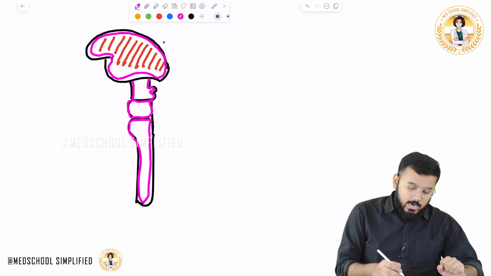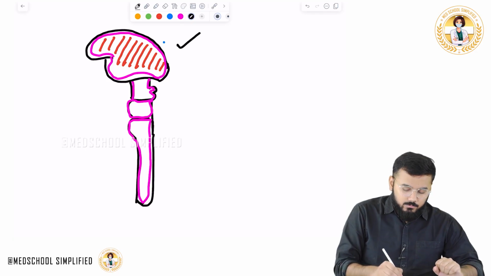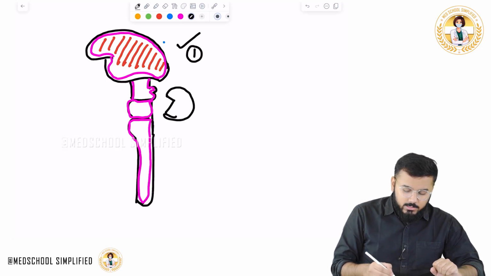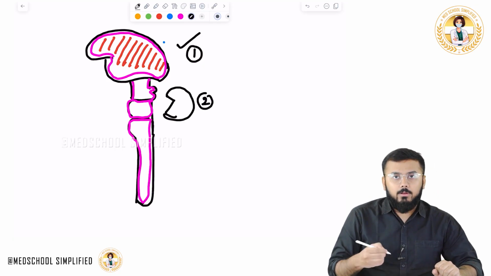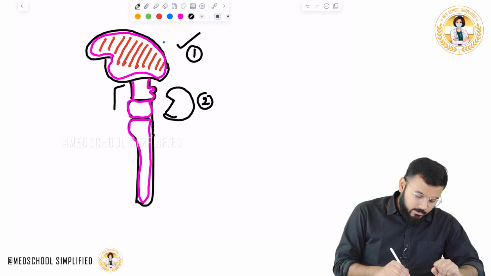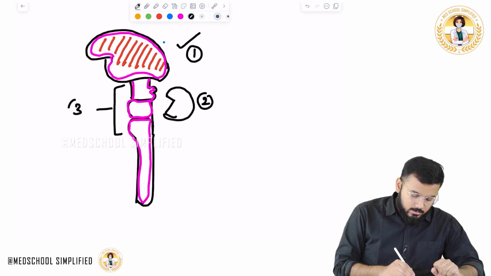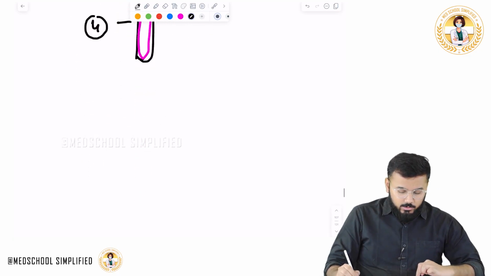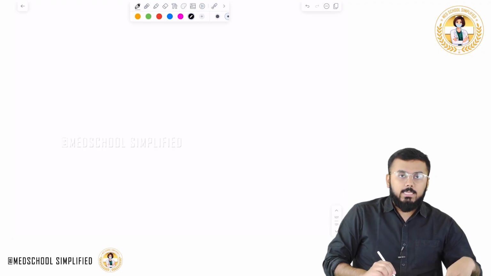First, we shall start discussing about the cerebrum. Then we shall start discussing about the posterior part. What is this? The posterior part is your cerebellum. Then we shall collectively discuss about this in the third region, and finally we'll discuss about your spinal cord. Okay, so first we shall discuss about the cerebrum.